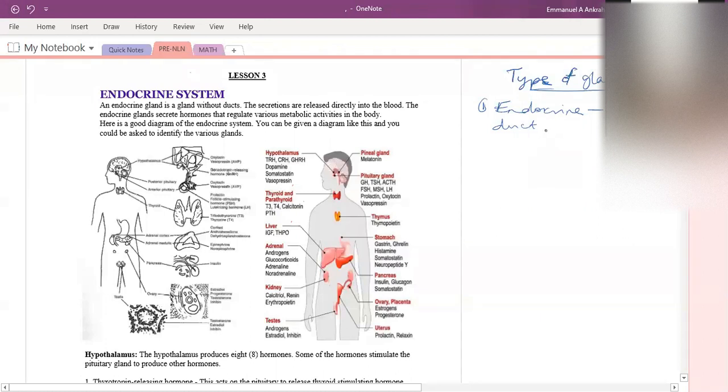So if this is the, no, hold on. I made an error here. Endocrine gland has no duct. So another name for it is a ductless gland. Okay. So it will look like this.